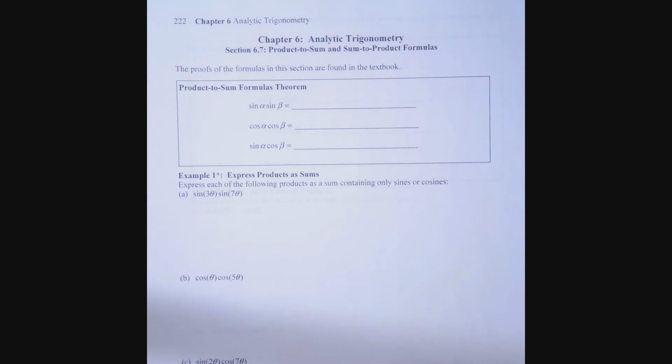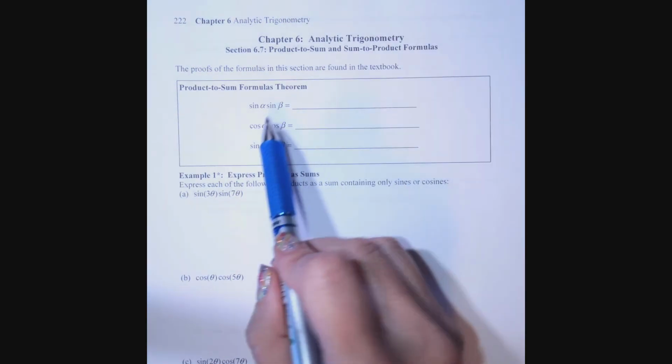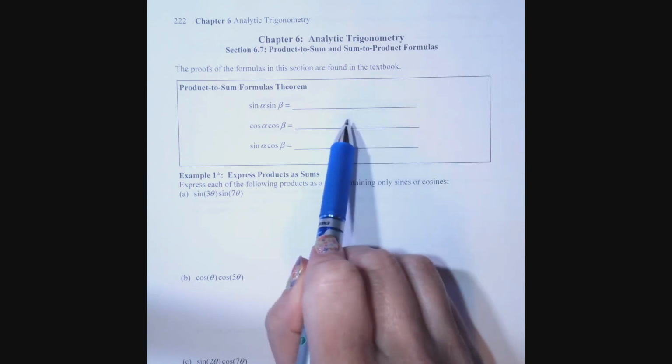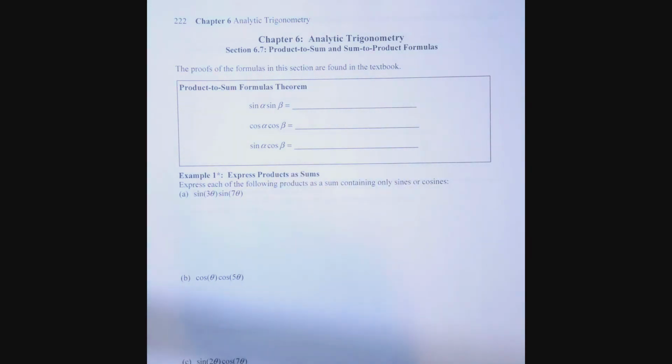Okay, for our last section in chapter 6, we are going to be doing product to sum and sum to product identities. We have 3 product to sum formulas, identities that we're going to work with, and we have 4 sum to product identities. Now, product to sum means what it says. We are starting with a product where we're multiplying 2 trig functions together, and we're going to end up with a sum that we are adding together. And then when we do the next page, the sum to product, we're turning that around.